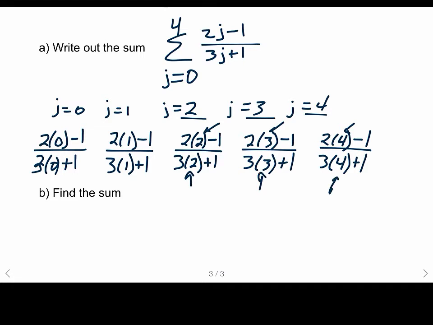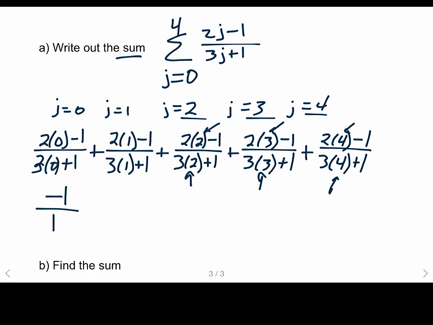That's not the sum, though. Those are the terms. The sum is the sum. And so we put plus signs in between these terms and simplify each term. For the first term, 2 times 0 minus 1 is negative 1, and then 3 times 0 plus 1 is 1. And then we just simplify down the line. So we have plus 1/4, plus 3/7, plus 5/10, plus 7/13.